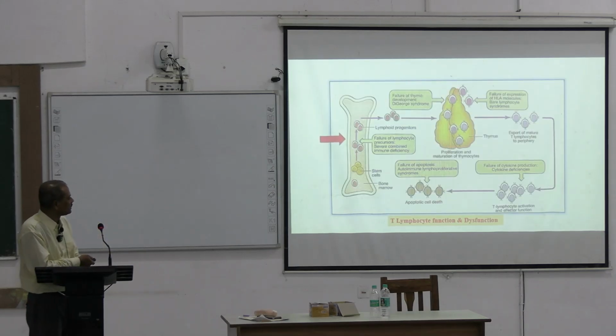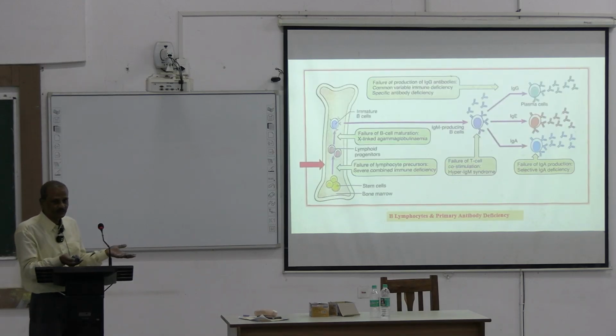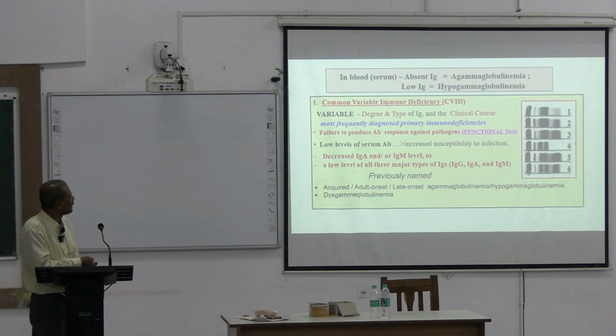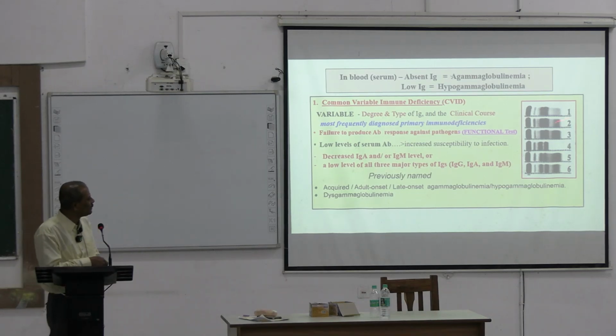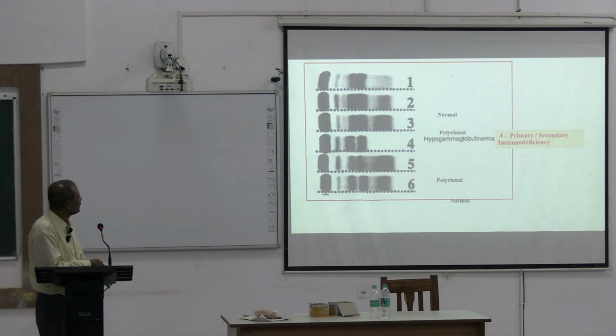Okay, so if T cell function is destroyed, then T cells will not operate. If B cell function is destroyed, then B cells cannot act. So how will you diagnose it? There are 3 diseases only that I remember. One is common variable immune deficiency. You do an electrophoresis and study what type of immunoglobulin is present or not, whether it is an IgM or IgG type of antibody.